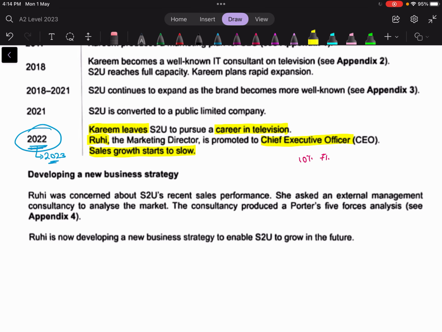Alright, so the passage that is relevant to us, though it is very little, we are still going to go through it. Ruhi was concerned about STU's recent sales performance. She asked an external management consultancy to analyze the market. The consultancy produced a Porter's 5 forces analysis. Ruhi is now developing a new business strategy to enable STU to grow in the future.